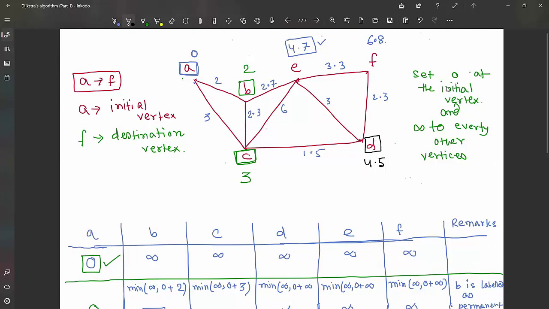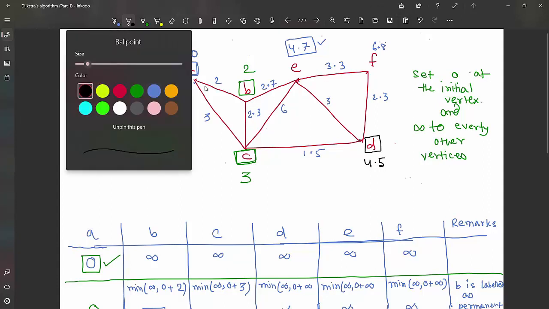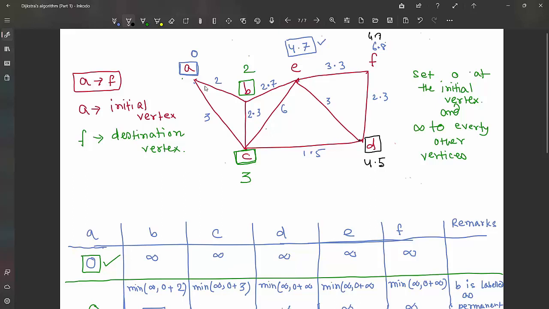So here this is 6.8, and with this 6.8 we also take, so the previous level is 6.8, 6.8, and the new level is 4.7 plus 3.3, and then the minimum of these two values is 6.8. So this 6.8 is the last destination vertex. Now this E is marked and this F is marked with 6.8 as permanent vertex.